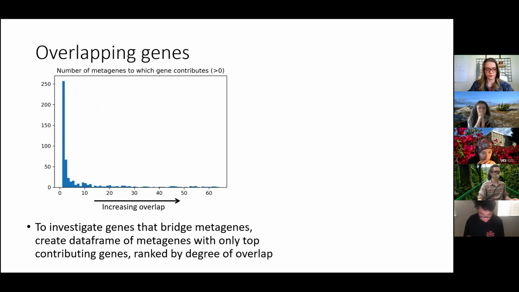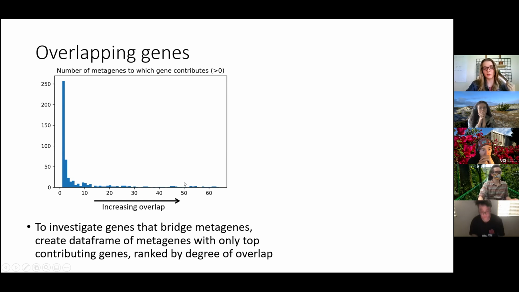In particular, I wanted to investigate overlap between these modules, because that is one plus of ICA: genes can be in multiple modules. This is a histogram of the number of metagenes that a gene is part of. As you can see, most genes are only contributing to one metagene, but there are some genes that contribute to more.